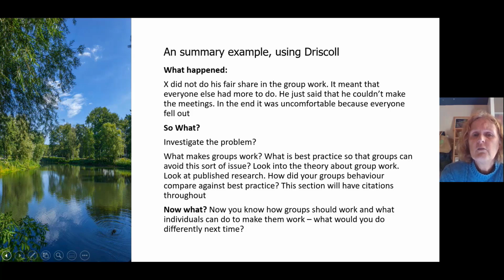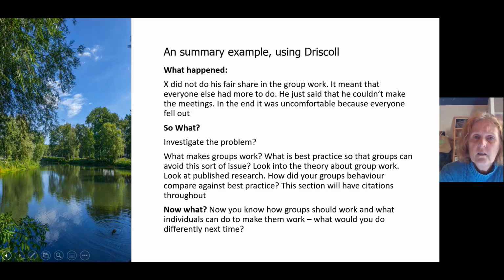The so what bit is your investigation into the problem. So in this example, you'd be investigating, why do groups fall out? What is it about group dynamics? What makes groups work? What's the best practice in groups so you can avoid this sort of issue? This is the section where you're looking into the theory about group work, you're looking at the published research, and then you're comparing how your group's behaviour compared against that of best practice. And this section, because you're looking at research, will have citations. So you'd have a reference list.